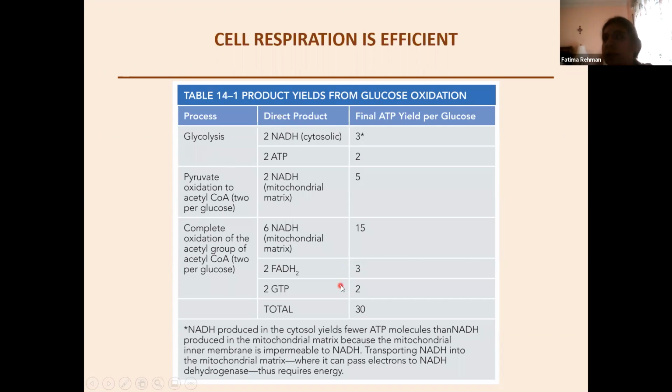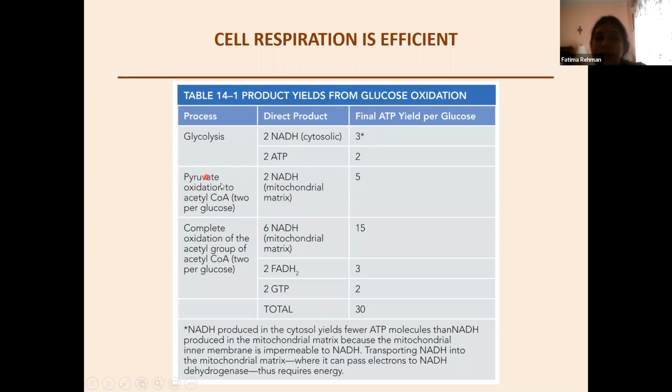So here is the final count of your ATP production per single molecule of glucose. In glycolysis, if you remember, we produce 2 NADH molecules and 2 ATP molecules. Each one of these NADH, which were in the cytosol, can lead to 3 more ATP yield, but this is going to be slightly different because some of the NADH is impermeable to the mitochondria. The one that is in the cytosol is partially impermeable to the mitochondrial matrix.